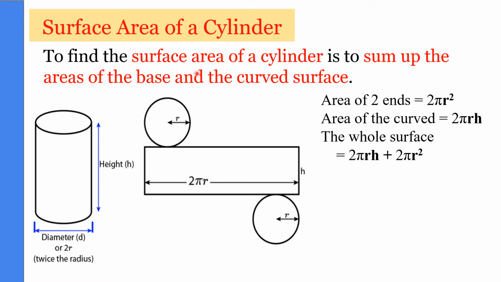And to determine the surface area of the cylinder, the whole surface, it is equal to the sum of the area of the two ends and the area of the curved surface, which is equal to 2 pi r h plus 2 pi r squared. Simplifying it, it is equal to 2 pi r times the quantity h plus r.